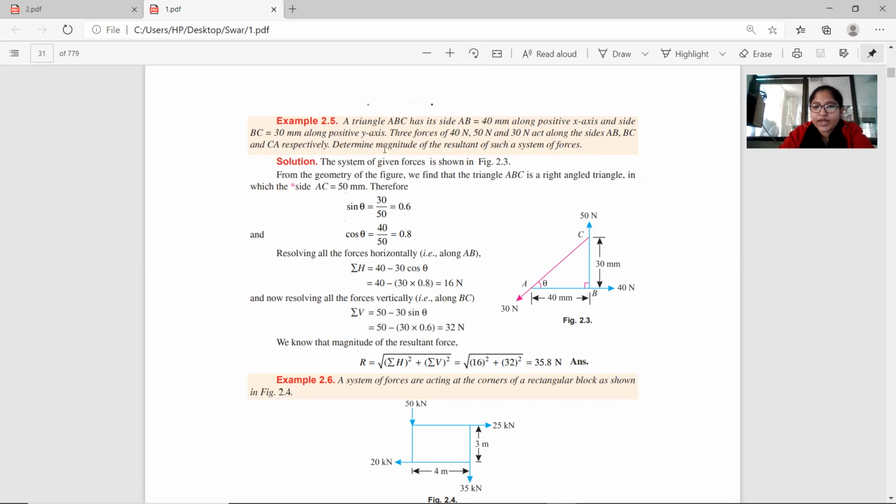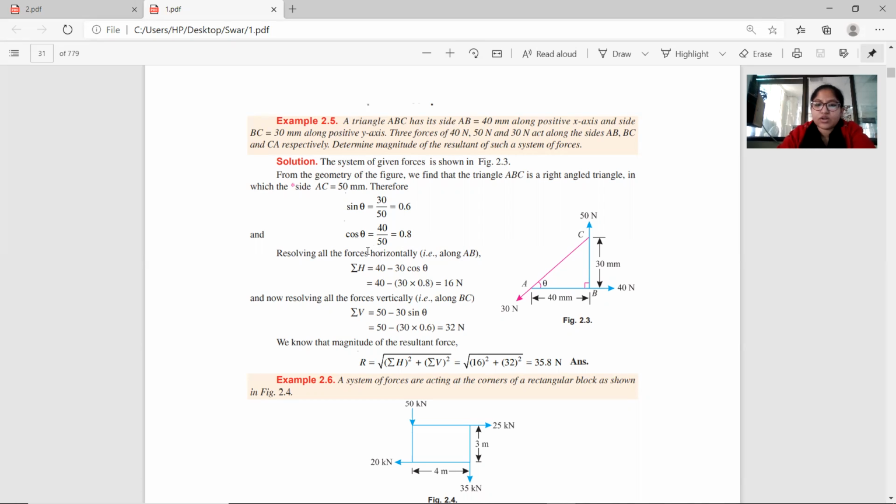So we have a right angle in which AC is 50. Therefore sine theta, what will be sine theta? 30 divided by 50, which is 0.6. Cos theta is 40 divided by this side 50, which is 0.8.